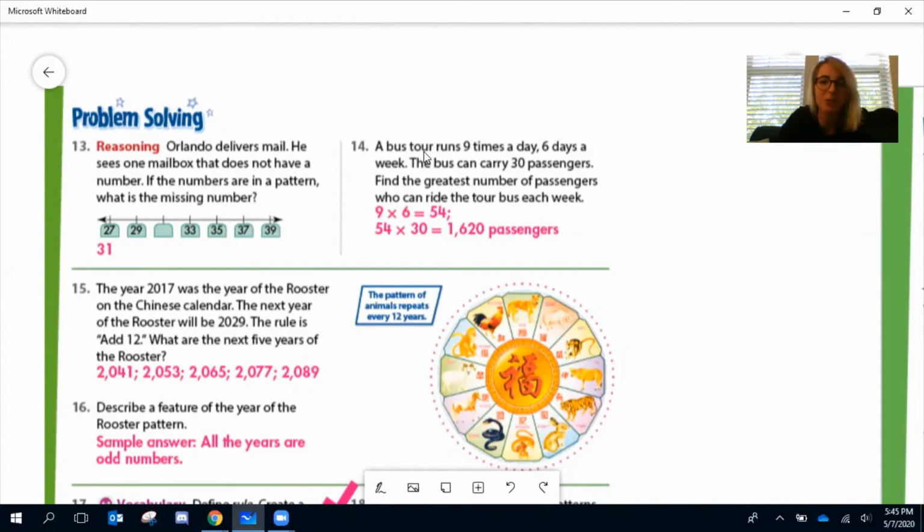Number 14 says a tour bus runs 9 times a day, 6 days a week. The bus can carry 30 passengers. Find the greatest number of passengers who can ride the tour bus each week. So first I need to multiply 9 times 6 to see how many bus rides happen in a week, which I get 54. Then I need to multiply 54 times 30 because it can carry 30 passengers, and my answer will be 1,620 passengers. Make sure when you're multiplying double digit by double digit, you use an area model.